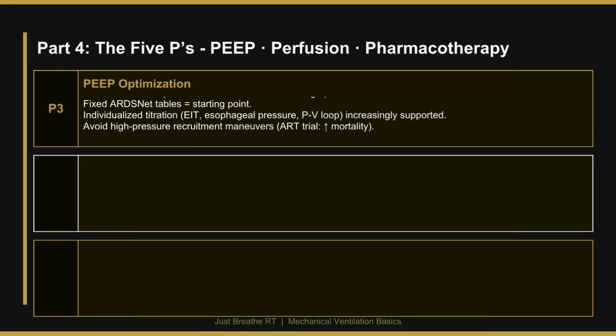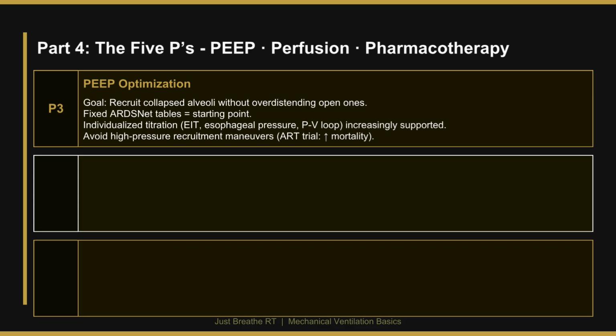PEEP in ARDS serves to recruit collapsed alveoli, maintain end-expiratory lung volume, and improve oxygenation. But it is a two-edged intervention. Too little PEEP leaves alveoli collapsed at end expiration and allows cyclic atelectrauma. Too much PEEP overdistends already open alveoli and worsens driving pressure. The optimal PEEP strategy remains one of the most actively debated topics in ARDS management.